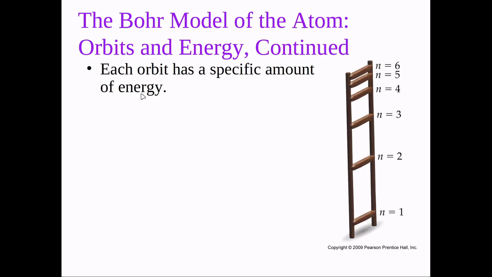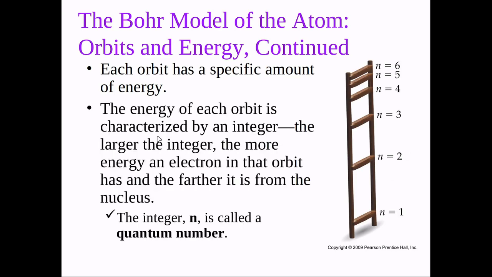Each of the orbits has a specific amount of energy, and the difference between them is not always the same. Okay, so just like we gain potential energy climbing up a ladder, the idea here is that instead of having the same energy with each rung, we actually have different amounts of energy that we're gaining each time.